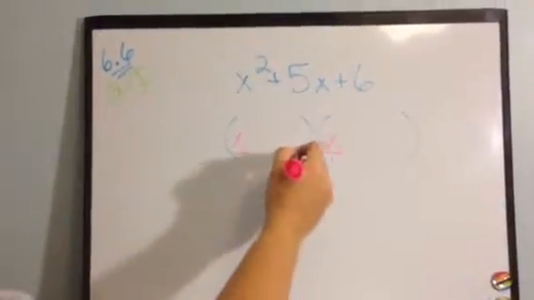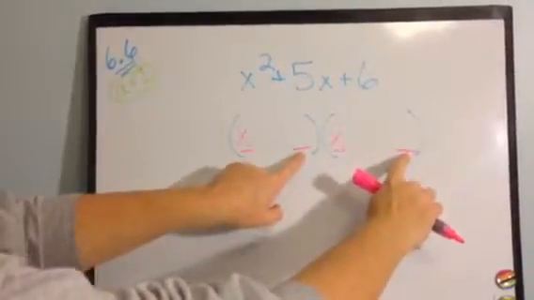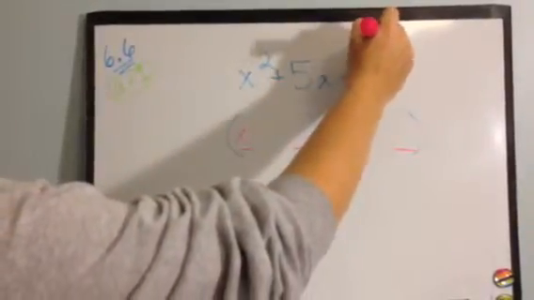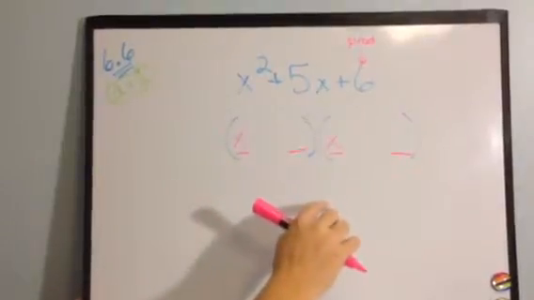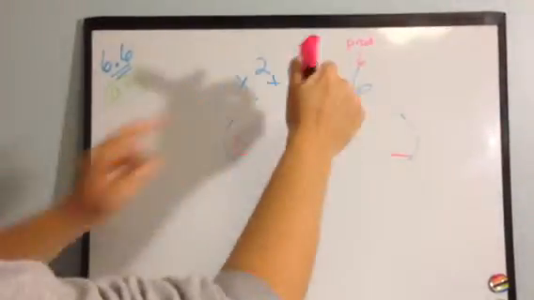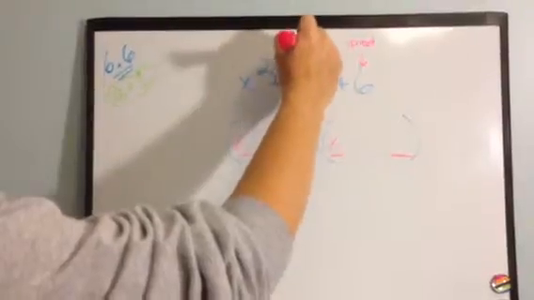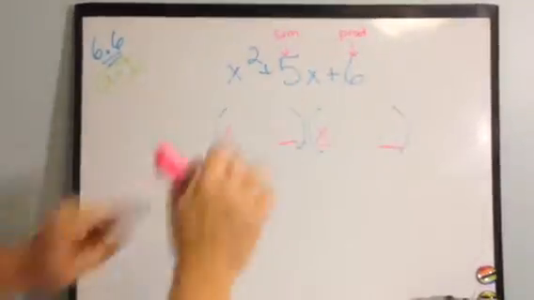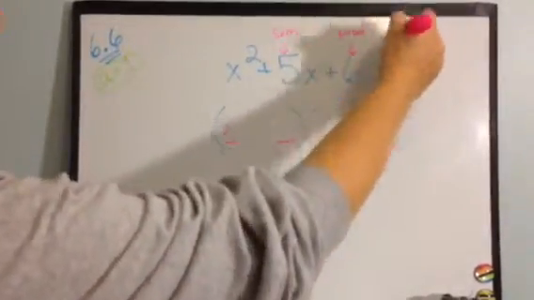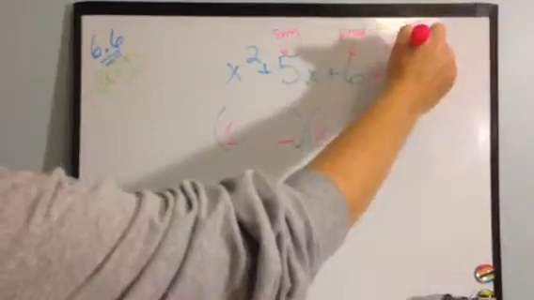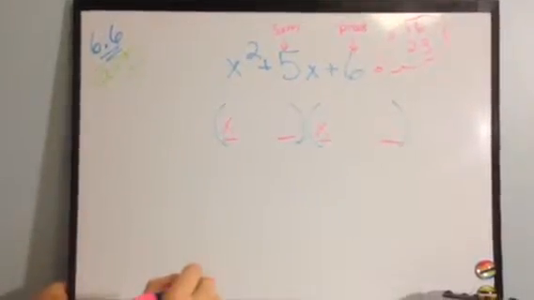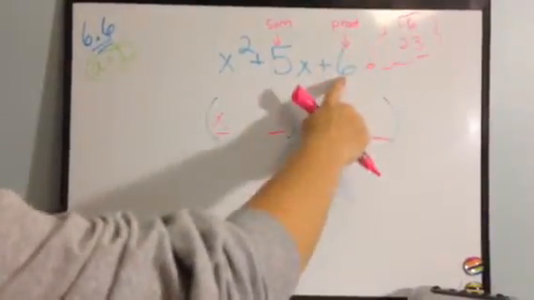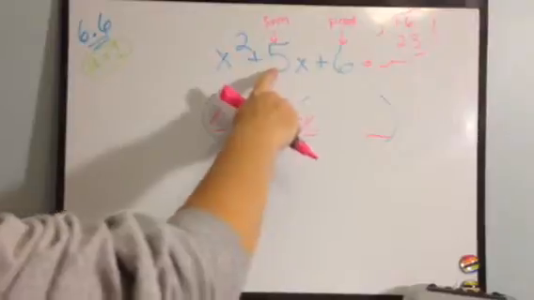Okay? Now, I want to think about what two numbers I am going to put here so that when I multiply them, their product is 6, and when I add them, their sum is 5. So I want to multiply these two numbers to get 6, add these two numbers to get 5. So I need to think about, well, what are my factors of 6? I have 1 and 6, 2 and 3. Well, I can't add 1 and 6 to get 5. Let's see, 2 and 3. 2 times 3 does give me 6, and 2 plus 3 does give me 5.